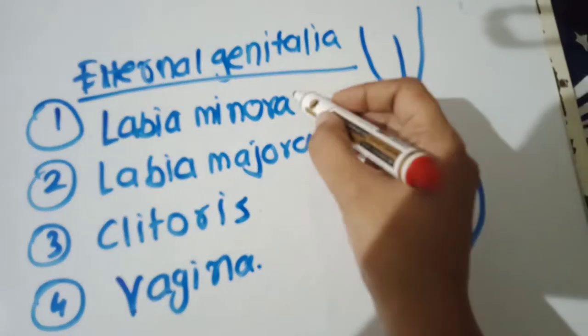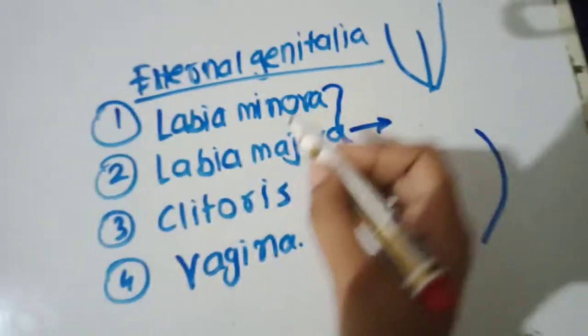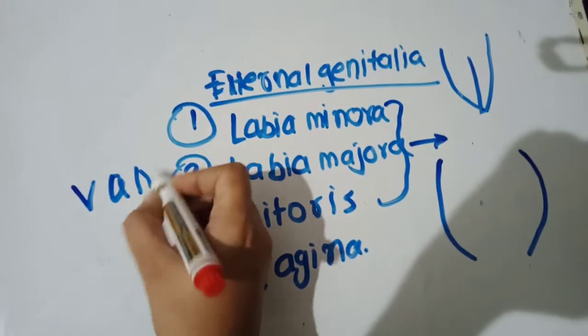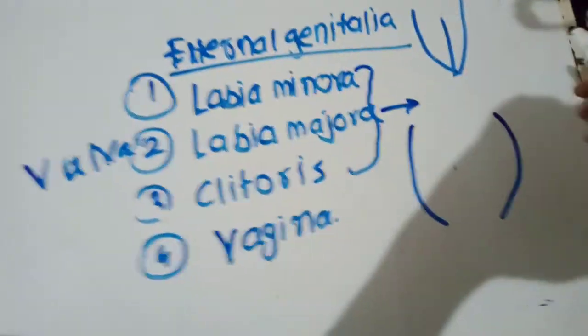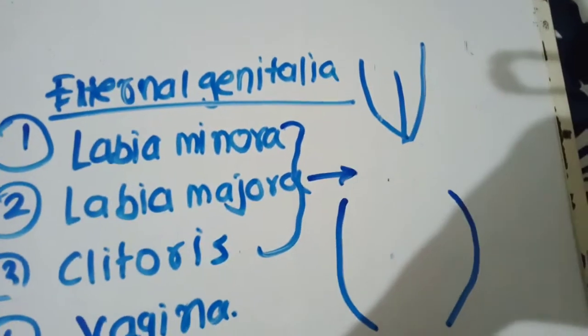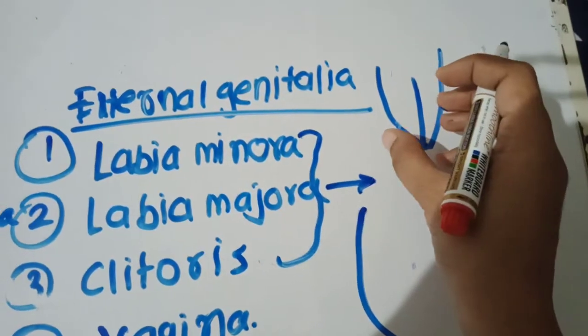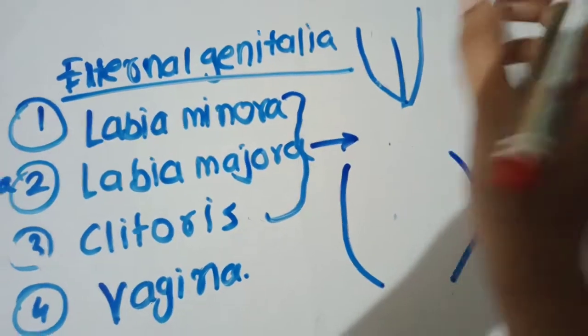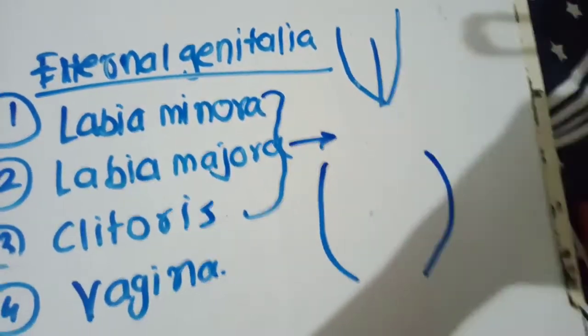So all these together are called the vulva, the external genitalia. What these folds do is, they are the large folds that guard the boundary of this vulva. These are the two skinny folds.